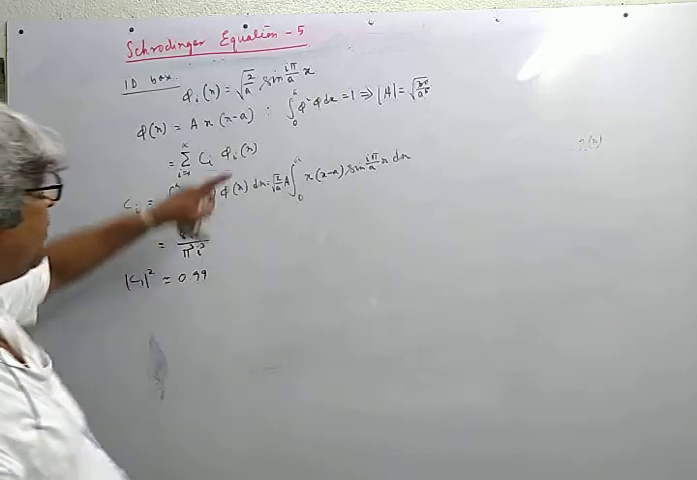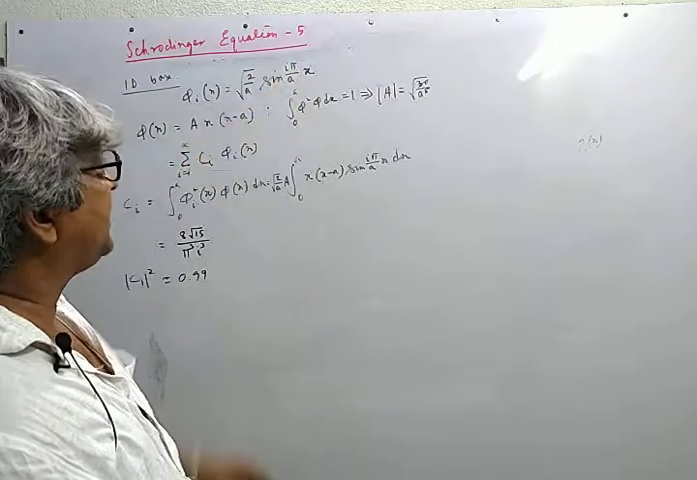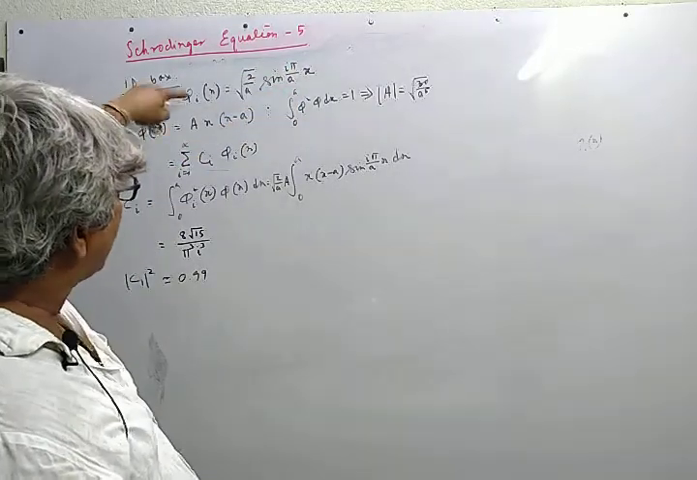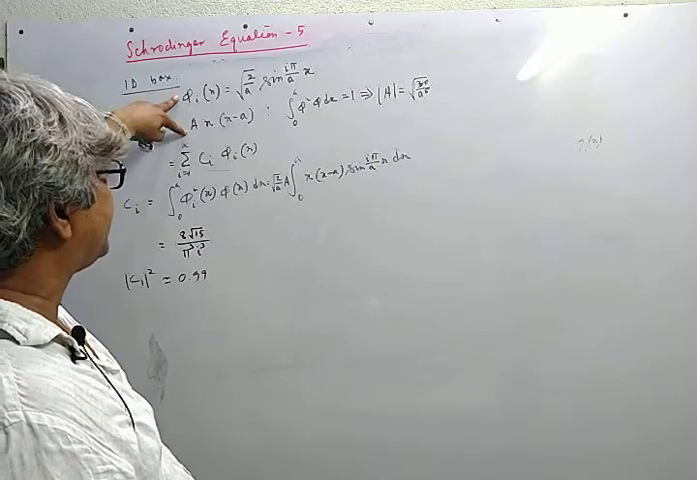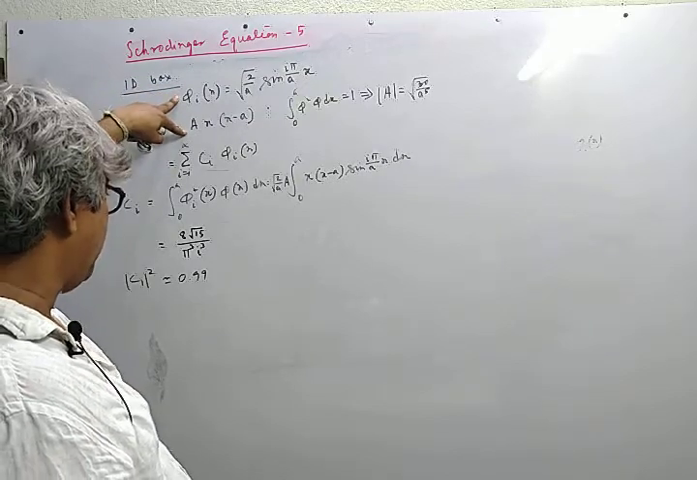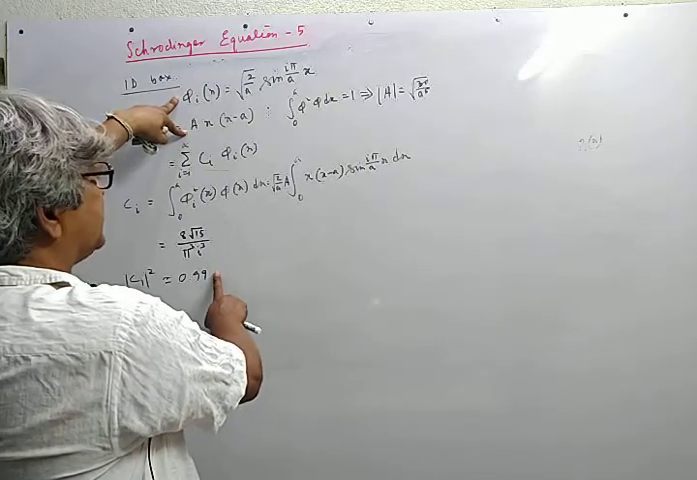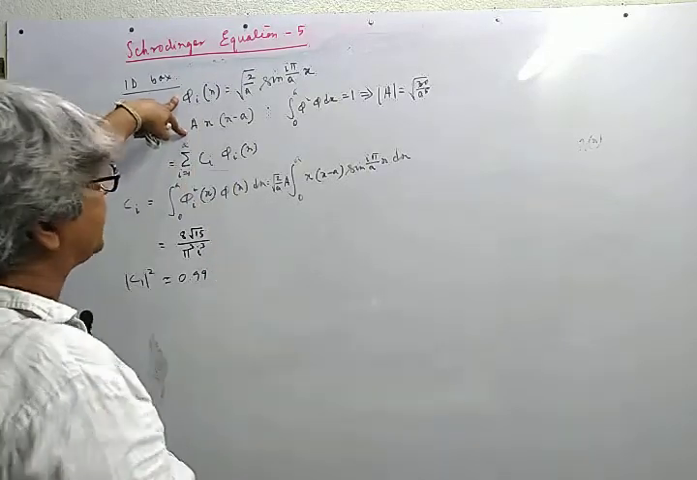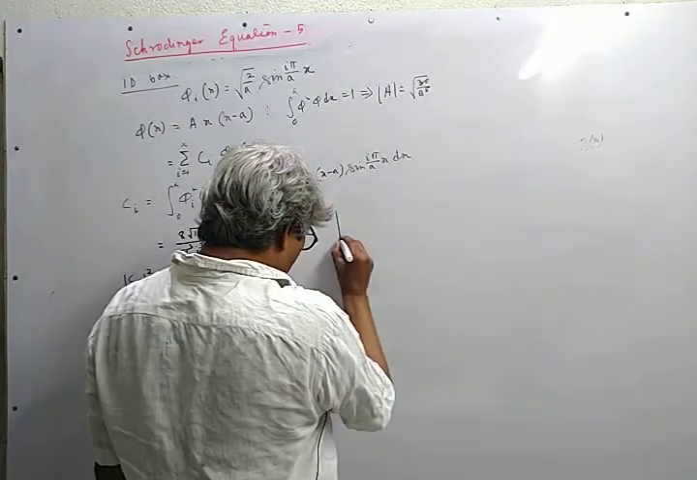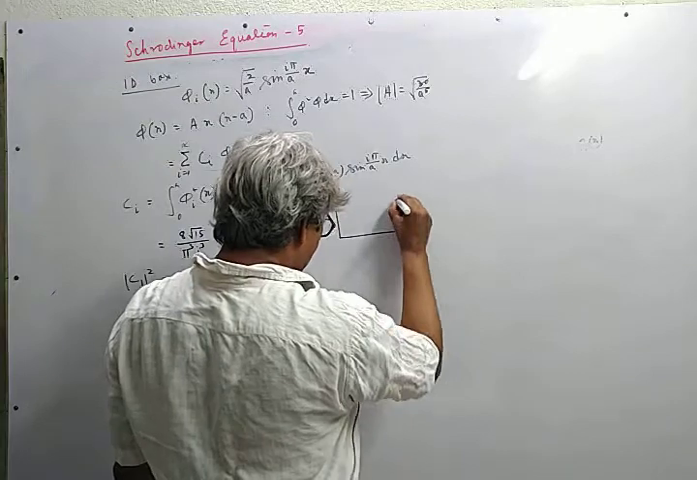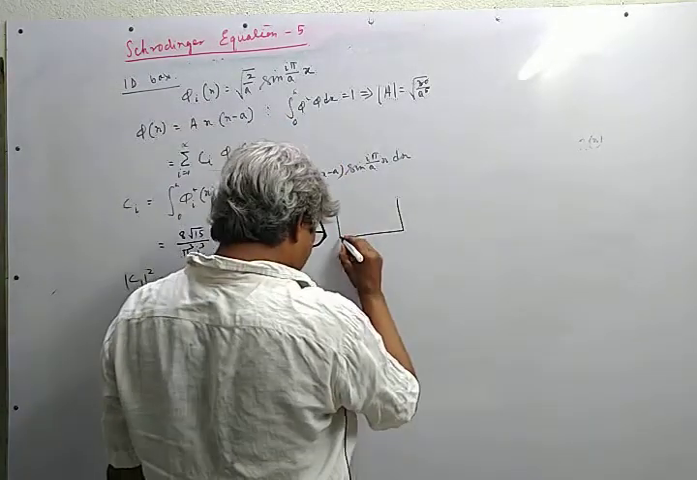And in the state 1, the wave function is simply sine of pi x by a. At first sight, it seems that these two are widely different. How can there be a probability of more than 99% of finding the particle in this state? This is because of the fact that this wave function is a parabolic one.